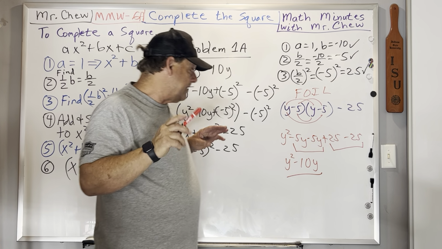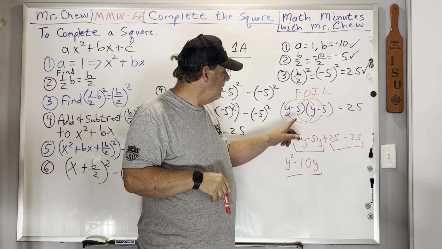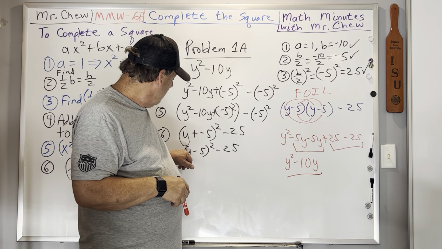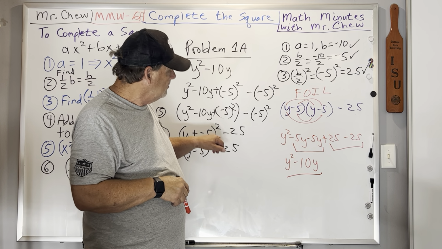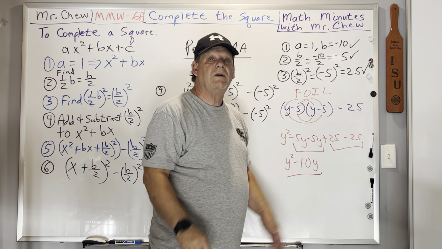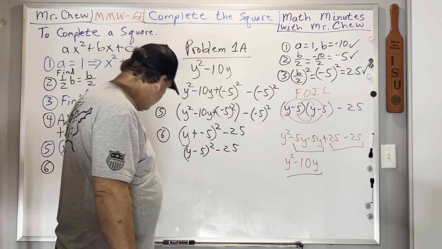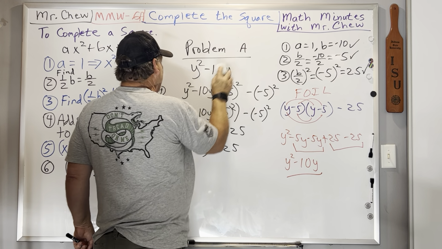Now, I will say this. Some people know the shortcut to get here, that this perfect square is just y squared minus 2 times the product, minus 10y plus 25. And you could have just written it if you remember that from algebra class. All right, so now let's get to problem 2a.